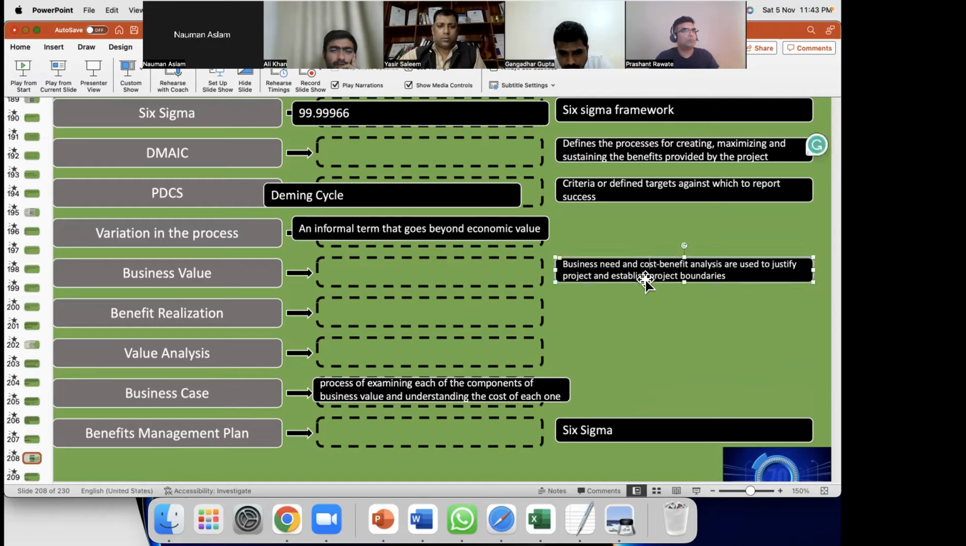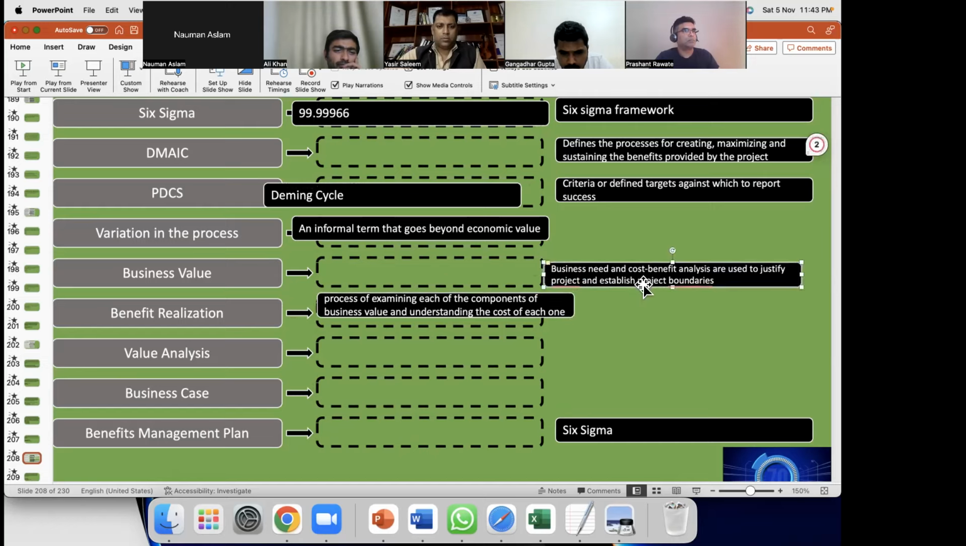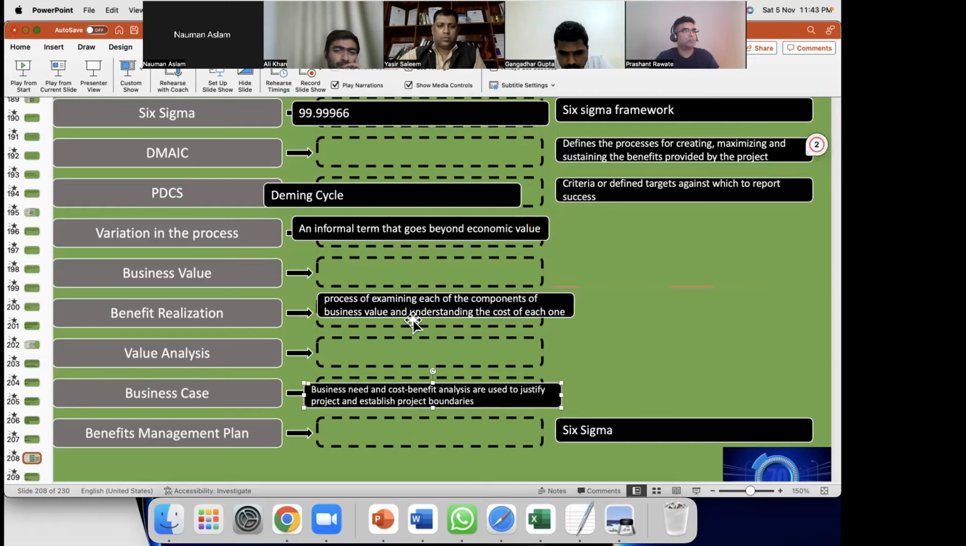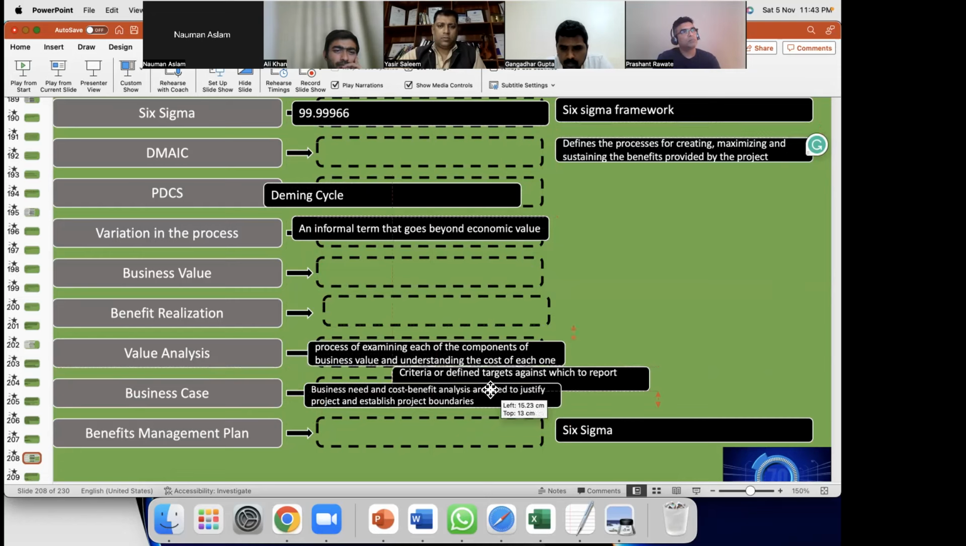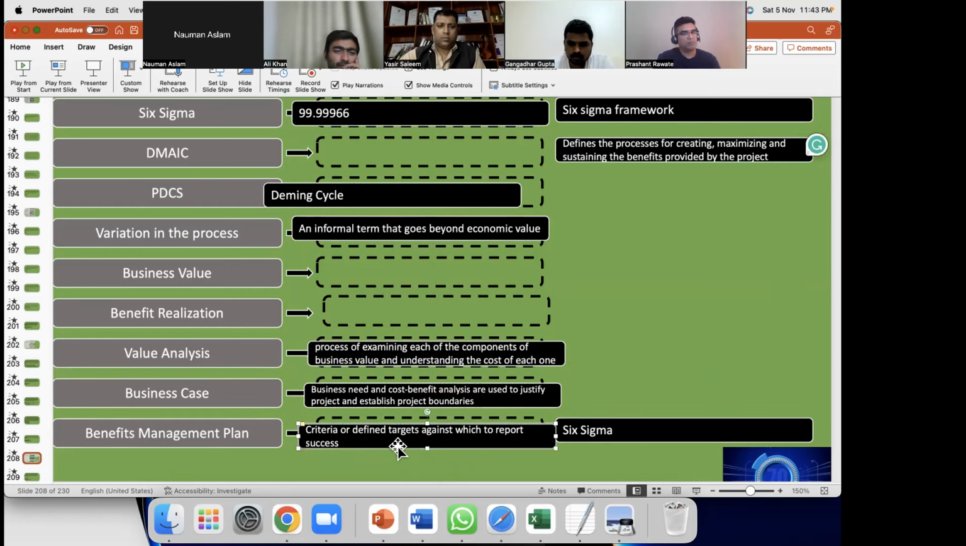Yeah, this one. Business need and cost benefit analysis are used to justify the project and establish project boundaries. The business value. No. Okay, this is business case. This is value analysis. Criteria or defined targets to report success is basically benefit management plan.